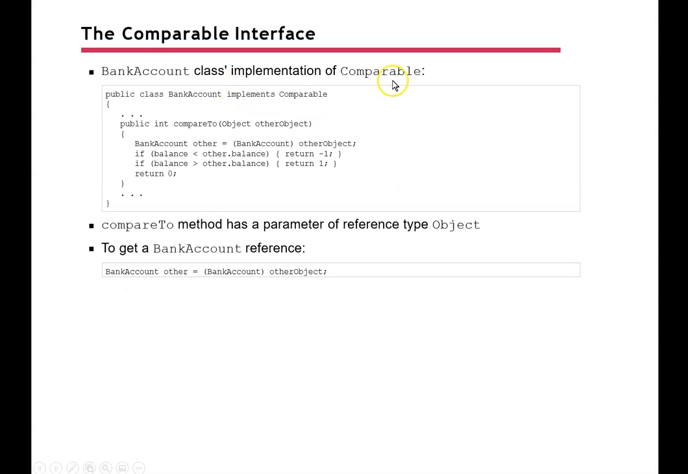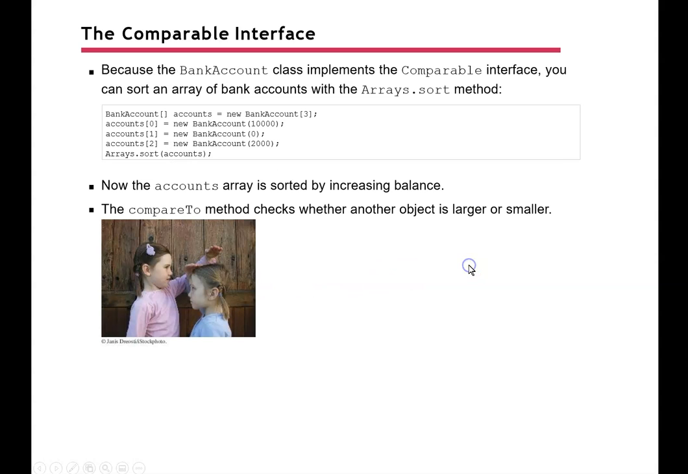The BankAccount class implements Comparable like this. Cast it to a BankAccount. If balance is less than other balance, return -1. Return 1 if the left is greater than the right, otherwise return 0. To get a BankAccount, we have to cast it.